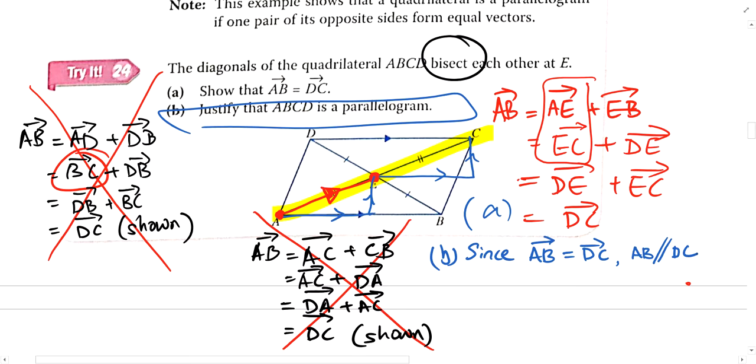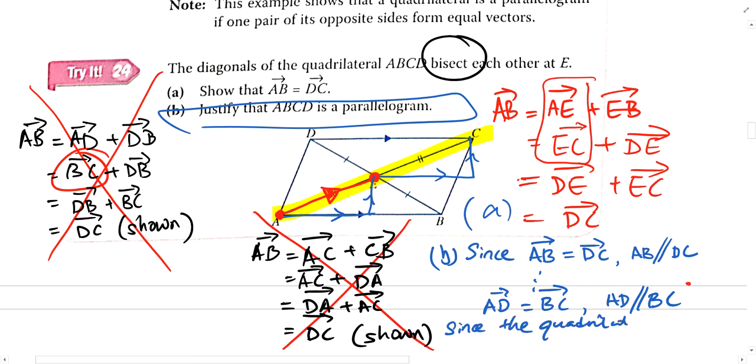Then we can do the same to prove the next line, that is AD is equals to BC. So AD parallel to BC. You need to do the same working to prove that these two vectors are the same. Okay, then since the quadrilateral has two pairs of parallel sides, then ABCD is a parallelogram.